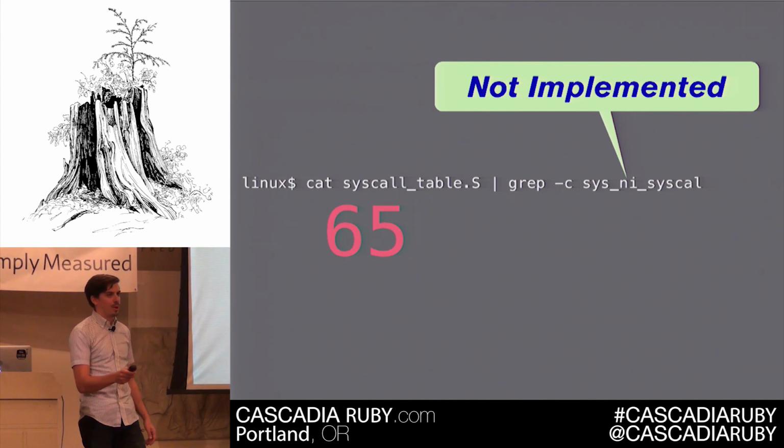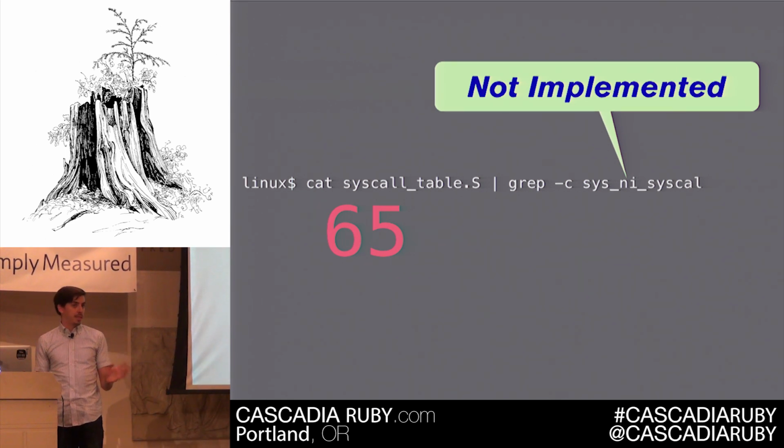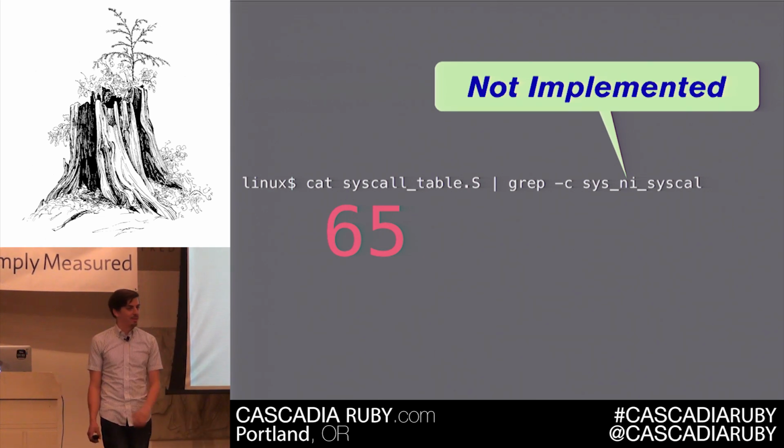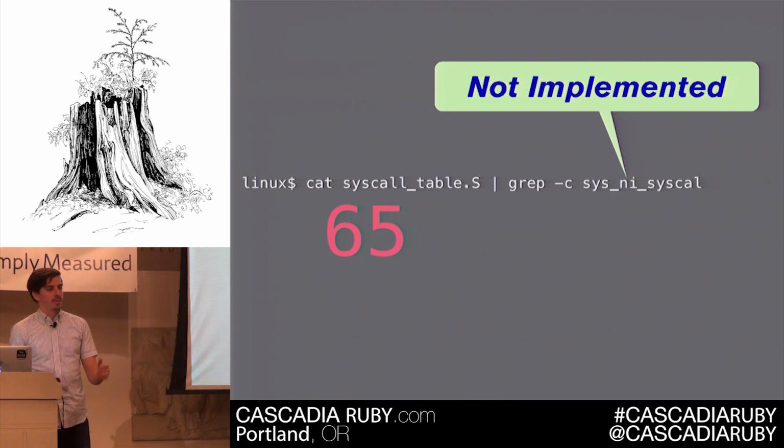So 261 actual calls. In Windows, there's supposedly thousands. We don't have this file. We can't cat or pipe word count on the syscall table in Windows, but people say that there's thousands. There's at least 1,000 or so documented, but no one really knows.